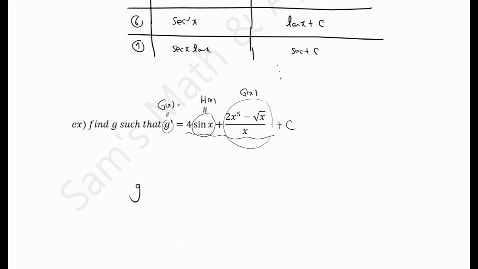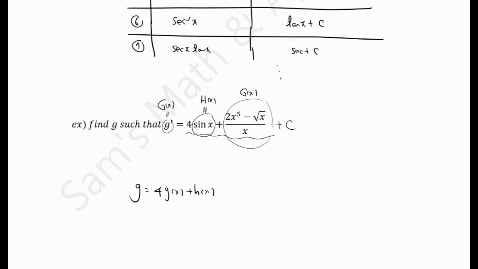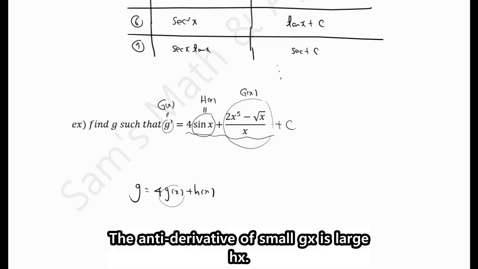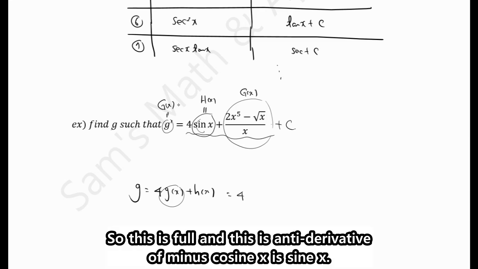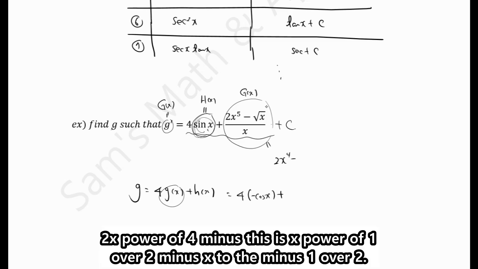So the antiderivative of g prime g is 4 times the antiderivative of small g(x), which is large h(x). So this 4, and this is the antiderivative of minus cosine x, which is sine x, plus this is 2x to the power of 4 minus, this is x to the power of 1 over 2 minus x to the minus 1 over 2.